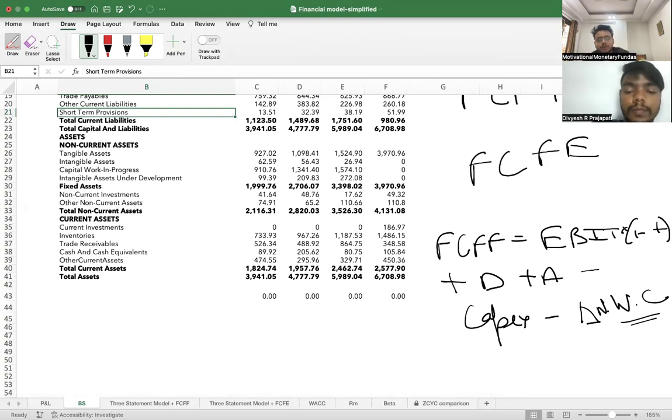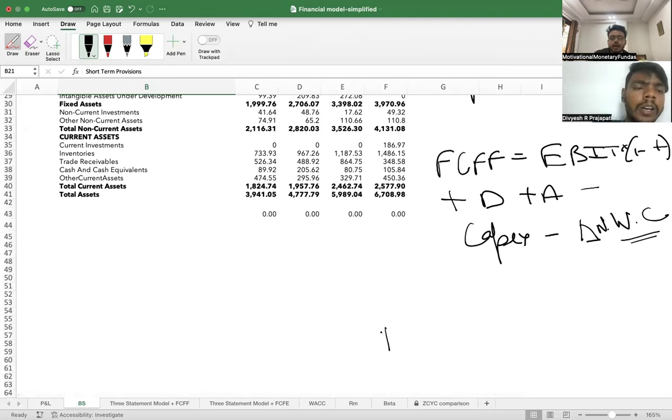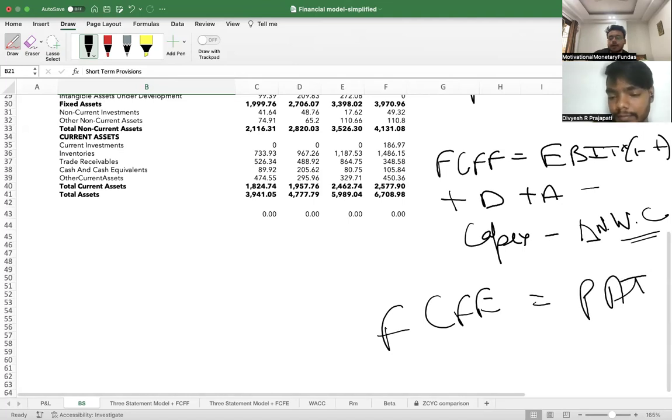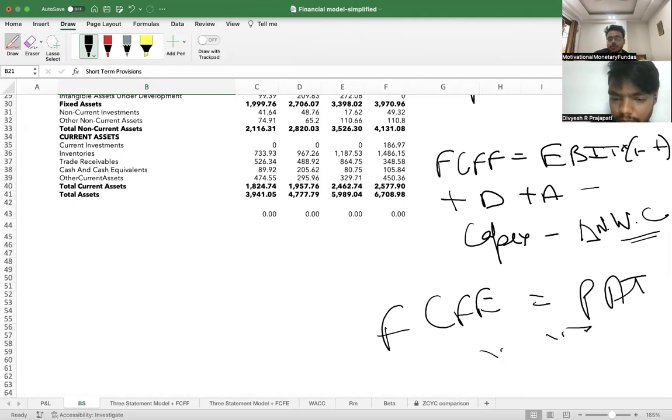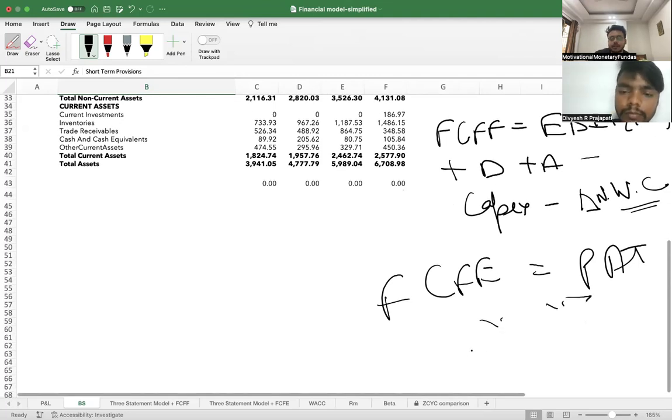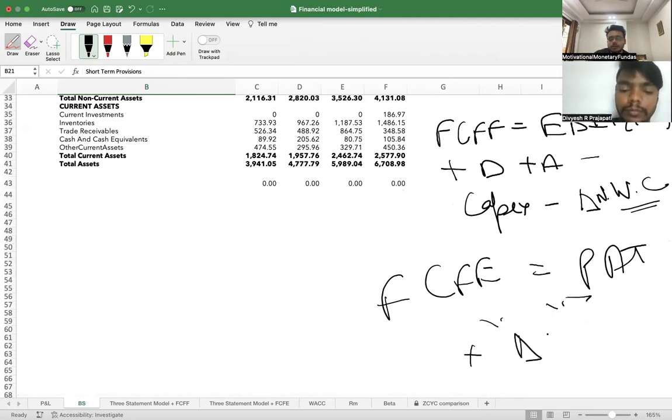We have been discussing FCFF and FCFE via the modules also in previous live sessions. But whenever we're talking about FCFE, you are starting with PAT, right? The whole formula that you tend to see tends to remain the same. Just at the end, you add the changes in net debt.